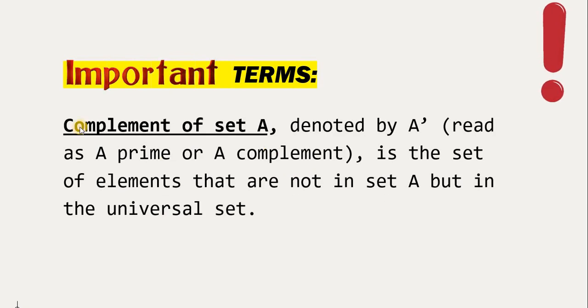Another important term, complement of set A, denoted by A prime. Okay, so ganyan natin siya basahin kapag nakakita tayo ng ganitong symbol, A prime. Read as A prime or A complement. Okay? It is the set of elements that are not in set A, but in the universal set. Okay? So, yung mga elements na wala sa set A, yun ang ibig niyang sabihin. Or, we can say, not A. Okay? Mga elements na hindi kabilang sa set A, pero nasa universal set.